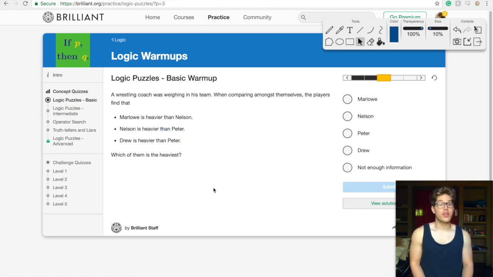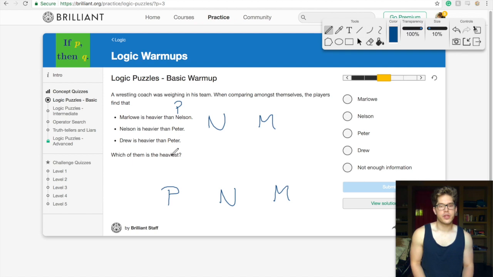Alright, a wrestling coach was weighing in his team. When comparing amongst themselves, the players find that, okay, let's get out our pencil tool. Marlowe is heavier than Nelson. Nelson is heavier than Peter. Here, let me write it down. Marlowe is heavier than Nelson. Nelson's heavier than Peter. Drew is heavier than Peter.